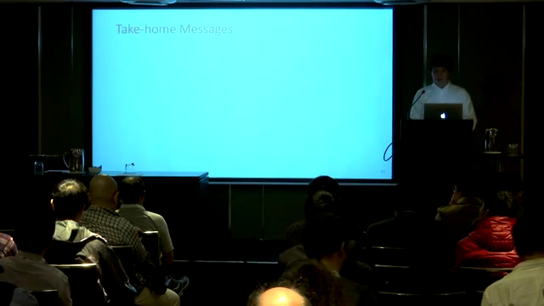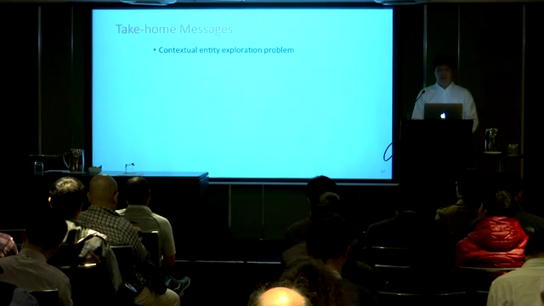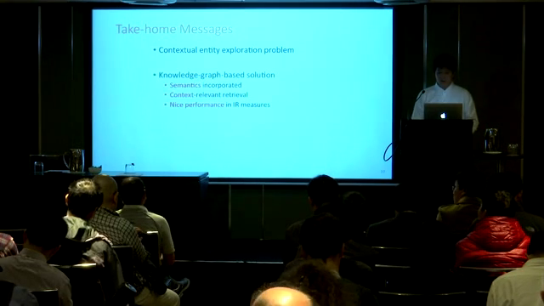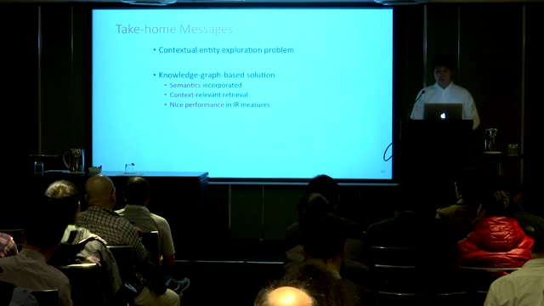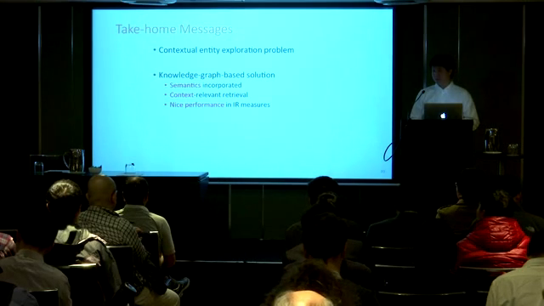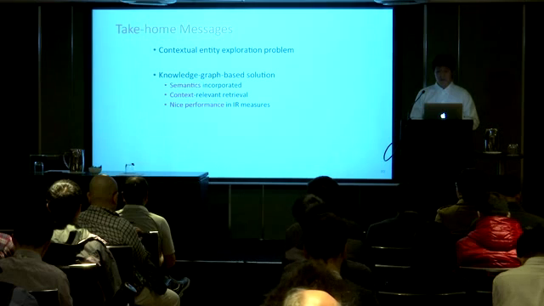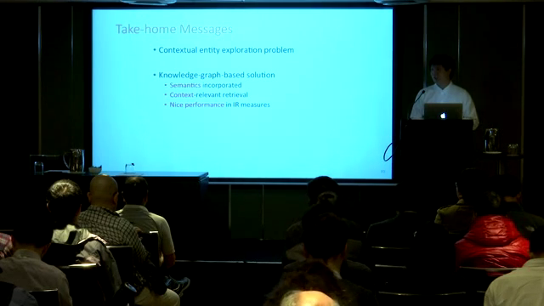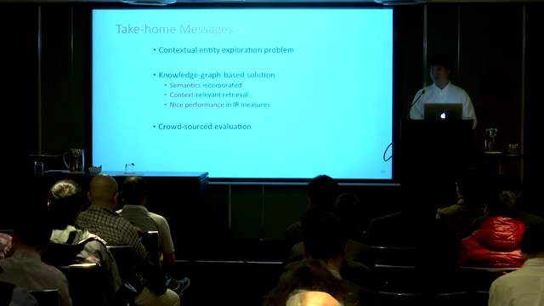Okay, here's the summary of today's talk. I introduced the contextual entity exploration problem, and I proposed a knowledge graph-based solution, which incorporated semantic signals as well as the context-relevant retrievers. And we showed the evaluation results with IR measures, which was performing quite well. And we also showed the crowdsourced evaluations.